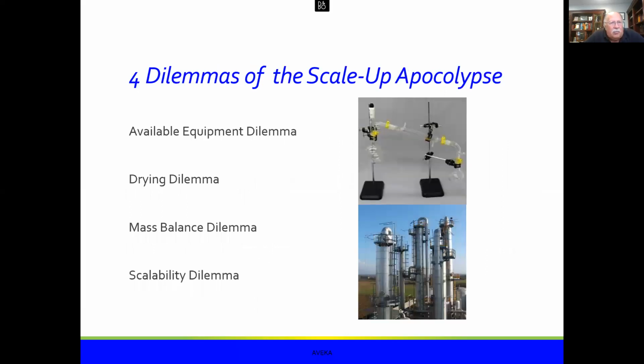The other thing to think about is what I call the 4 dilemmas of the scale-up apocalypse, kind of like the 4 horsemen of the medieval apocalypse. You have the available equipment dilemma, you have the drying dilemma. Anytime you're trying to dry liquids, there's always a dilemma on how do you do this most efficiently. The mass balance dilemma and the scalability dilemma that I show some pictures of a small scale distillation system and a large scale distillation system. Boy, these things can trip you up quicker than just about anything.